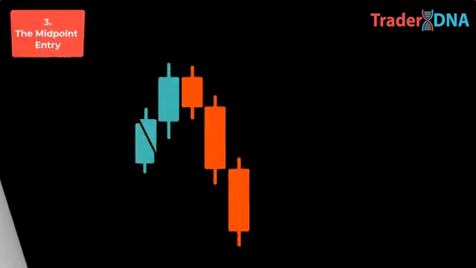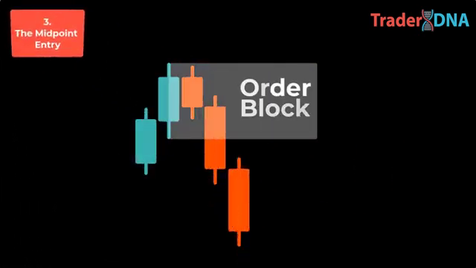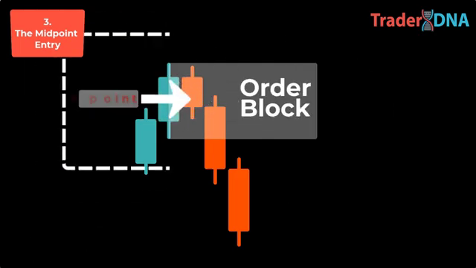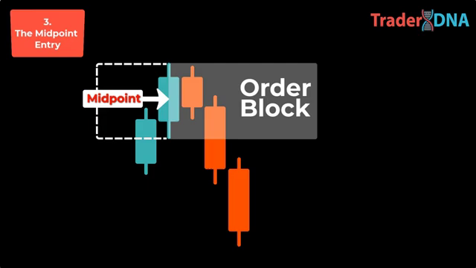The midpoint entry method. The third type of entry, and one that I personally favor and frequently incorporate into my trading plan, is known as the midpoint entry. This method involves placing your trade entry at the midpoint of the order block zone after identifying a valid order block. Its precision and efficiency make it a standout choice for traders aiming to strike the perfect balance between risk and reward.